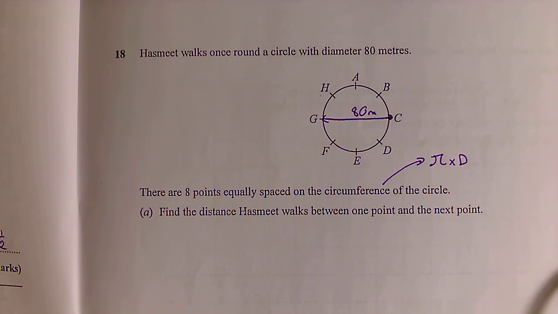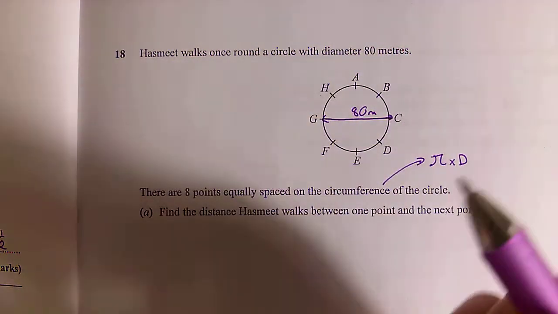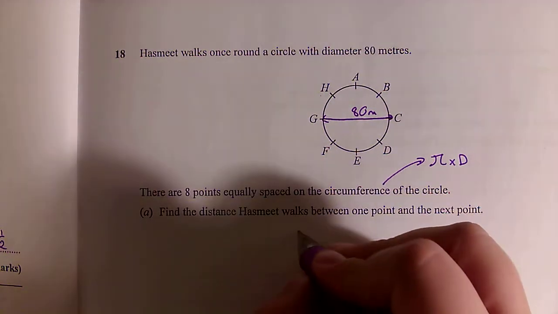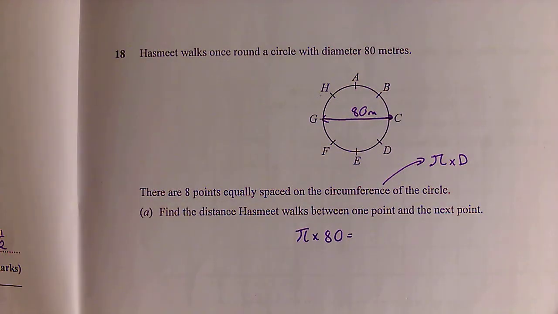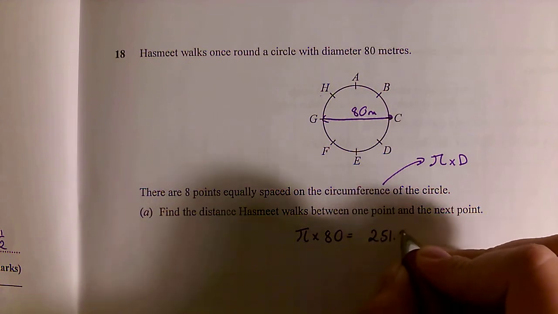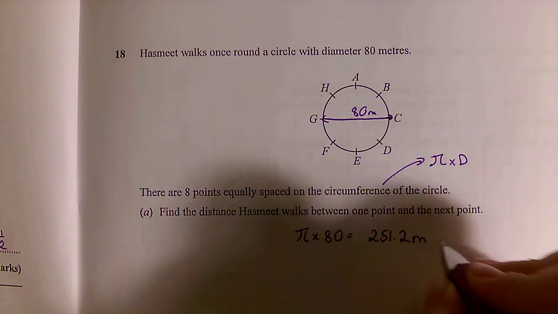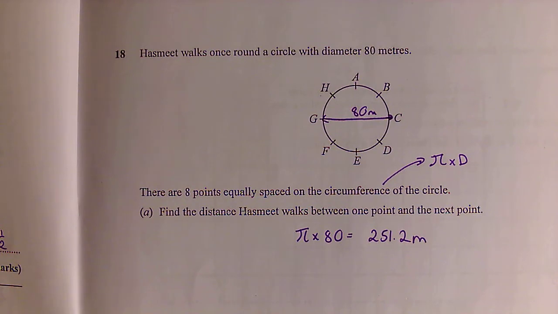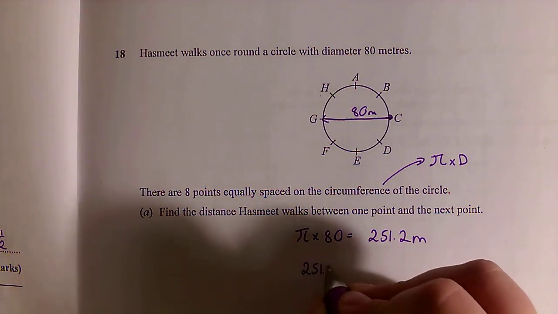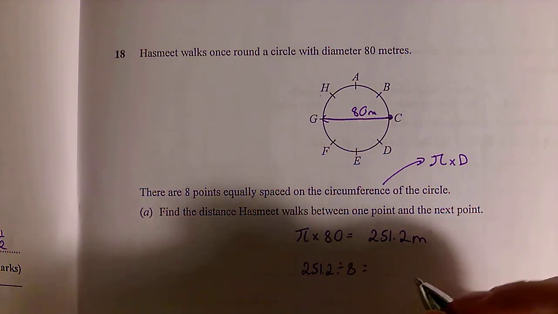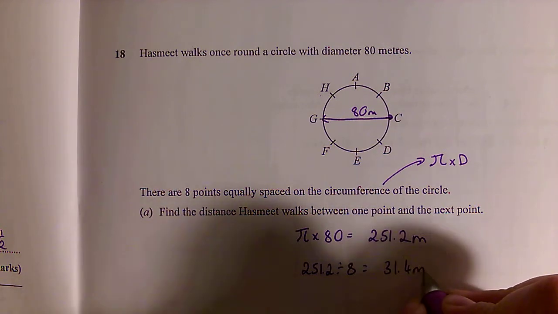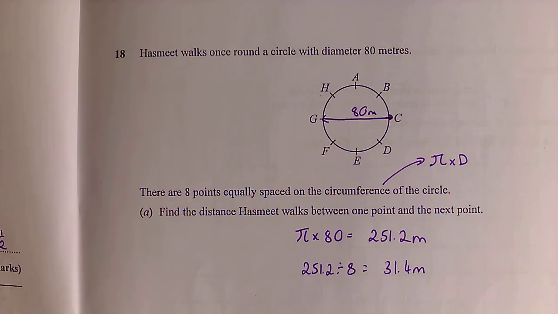So, find the distance that he walks between one point to the next point. Well, firstly, I need to find the whole circumference. So, the circumference of this circle is pi times 80, which is the diameter, and you can do that on your calculator. That's around 251.2. I think it's metres. But there are 8 points there, so we're going to do 251.2 divided by 8, and that equals 31.4 metres. The answer is 31.4.